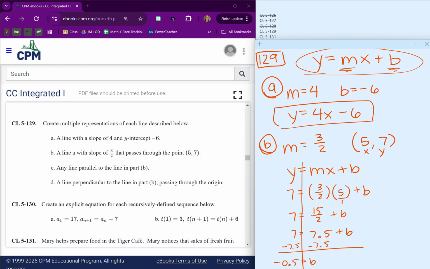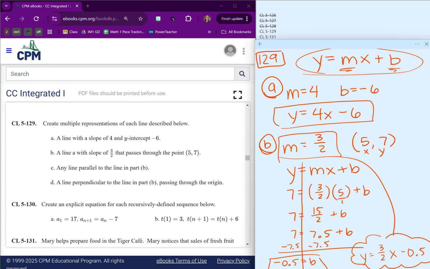half for my b. So for my final answer, I use this m and this b, and I plug it in. y equals 3/2 x. Now you could put minus a half or minus 0.5. Okay, that came from my m and my b being combined. m was given, b we found.